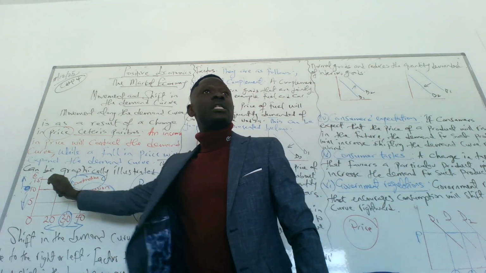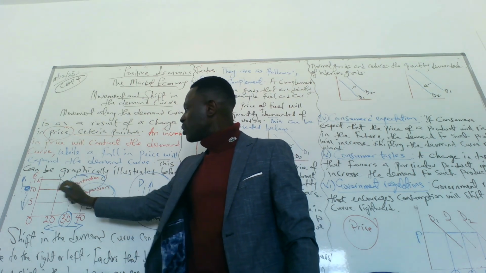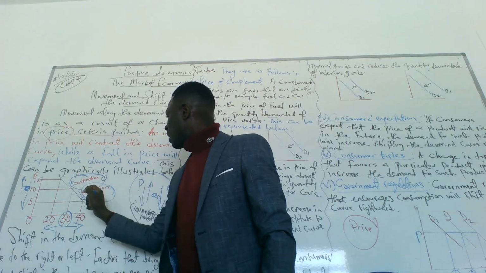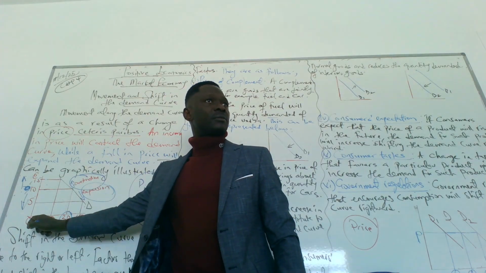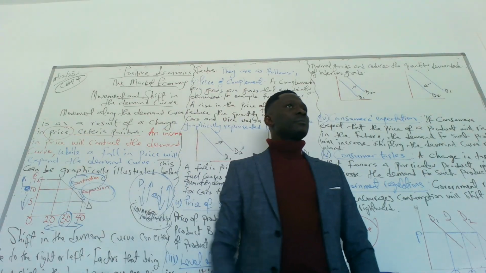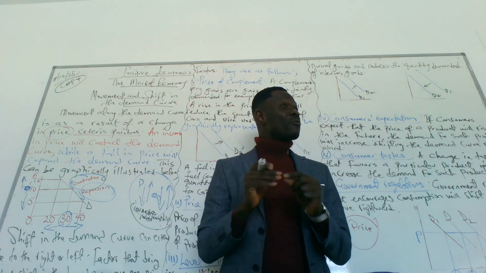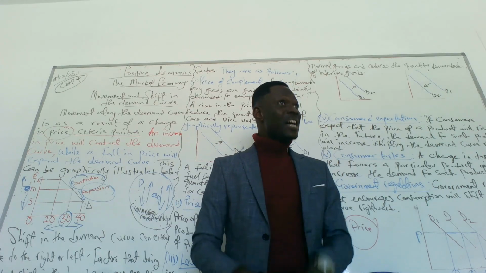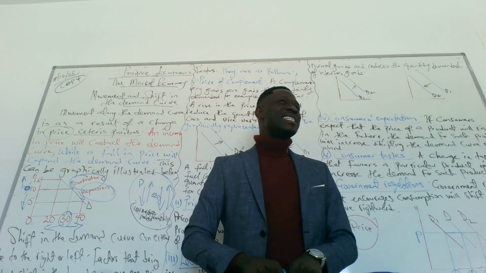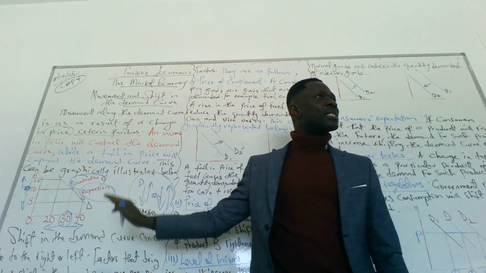There's movement along the demand curve. There's contraction, there's expansion. There's contraction if the price increases. There's expansion if the price falls. That is movement. Do we understand movement here? Yes. Any question about movement along the demand curve? If you have a question, ask now. Not in the exam hall. Any question about movement along the demand curve?